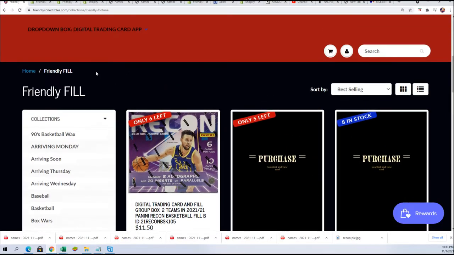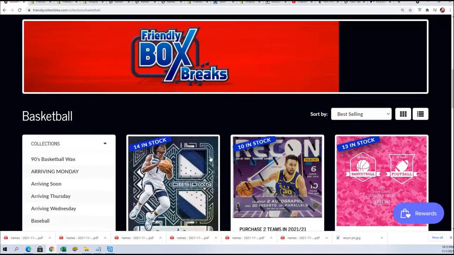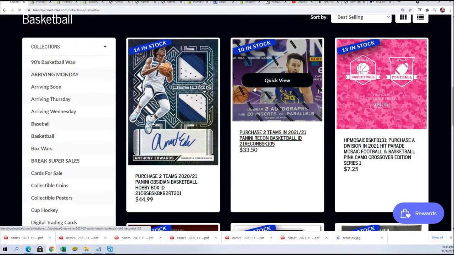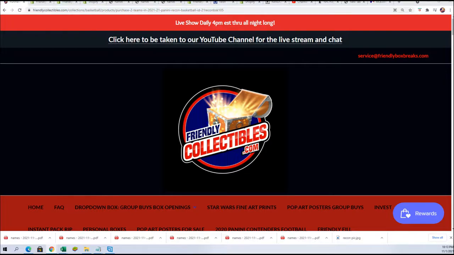And here's our box break that you can see getting closer in the basketball section. Now it's at 10 left in Recon. So you can win your way in, or you can just get into the filler. Coming up in Recon basketball.